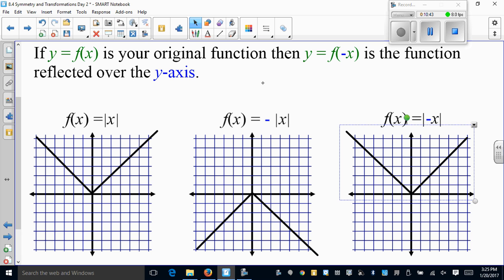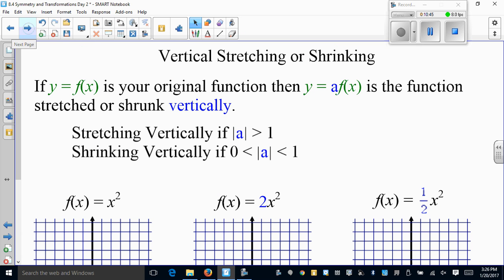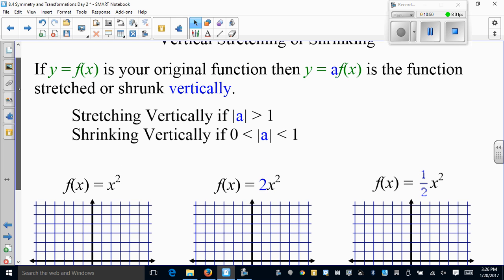Okay, vertical stretch or shrink. Here we get a little bit more difficult, I guess you can say. If y equals f of x is your original function, then a times f of x is a function that will stretch or shrink vertically. Notice here, stretching vertically if absolute value of a is greater than 1. So anyways, a can be a fraction, but it has to be a fraction larger than 1. Shrinking vertically, the absolute value of a is between 0 and 1. So it's always a fraction, but it's a fraction smaller than 1. So we're going to look at this and see what we have going on.